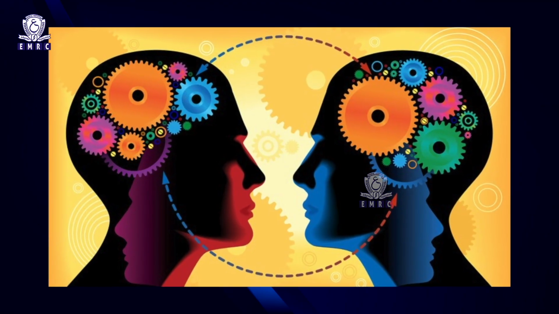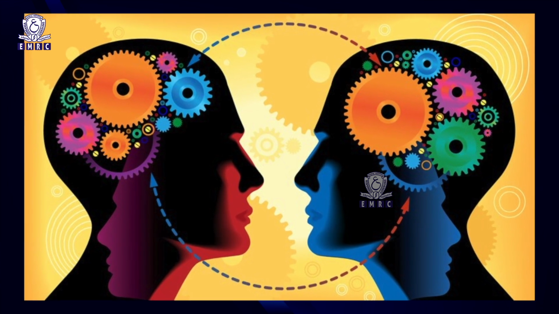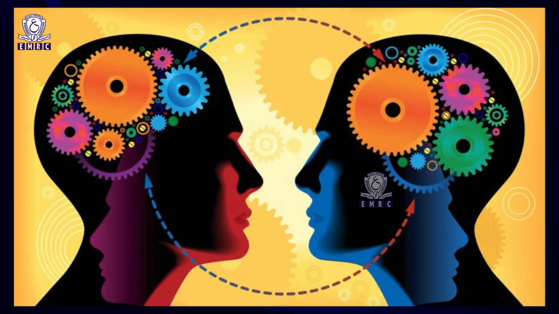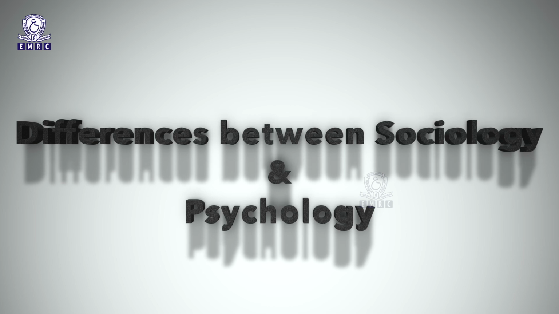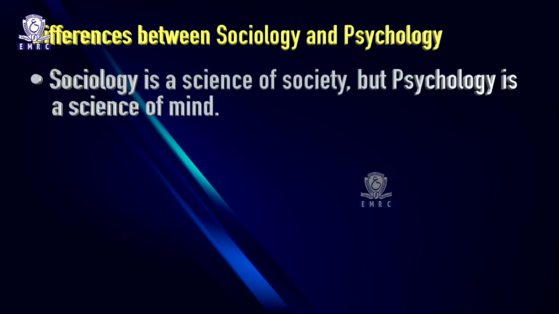The fact of mutual dependence of both psychology and sociology should not be interpreted to mean that one is either identical with or the branch of the other. As a matter of fact, there are important points of dissimilarities between these two related subjects. Now, we will discuss the difference between sociology and psychology. Sociology is a science of society, but psychology is a science of mind.